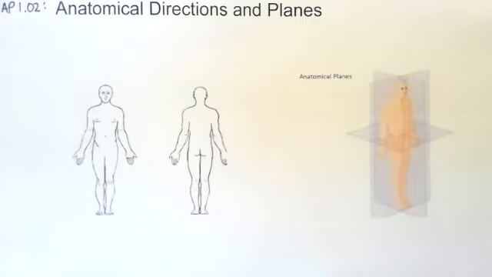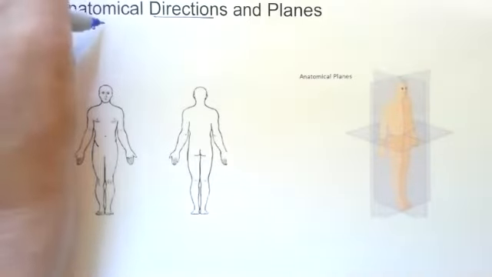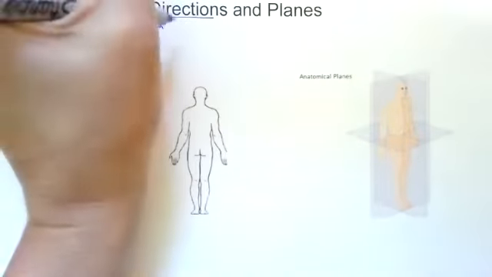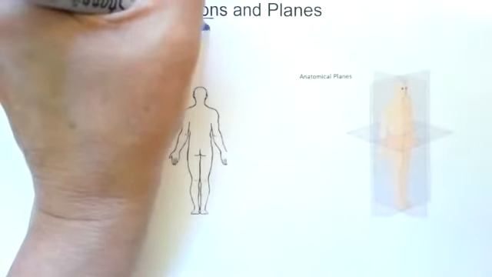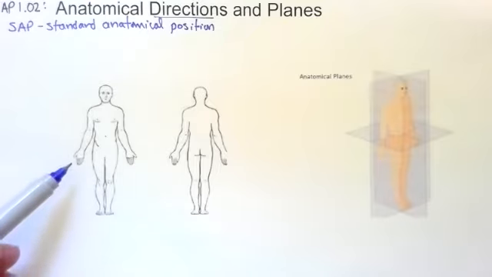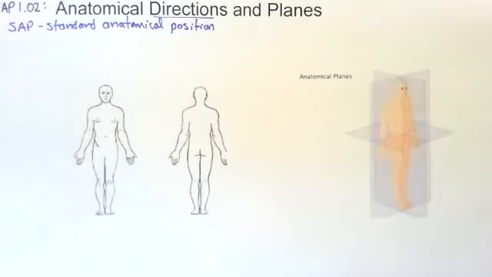The first thing that you need to know is that when you're talking about anatomical directions, that's the first part we're doing here, you have to be in something called SAP, S-A-P. And this fella is standing in SAP. It stands for Standard Anatomical Position. So you stand with your feet together and your palms are turned so that they are facing forward. Here we have the back of the hand, here we have the front of the hand. Anytime we're looking for a direction, we always assume the person is in SAP.